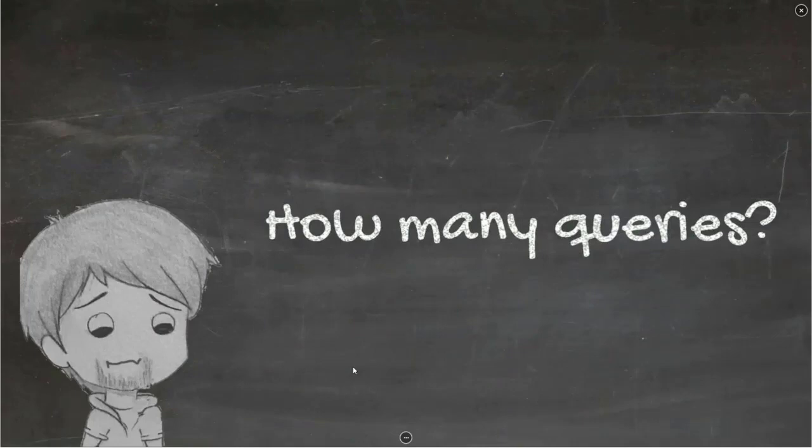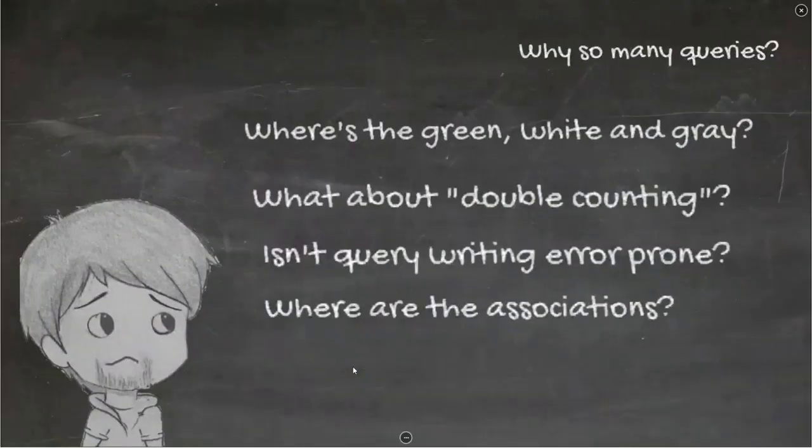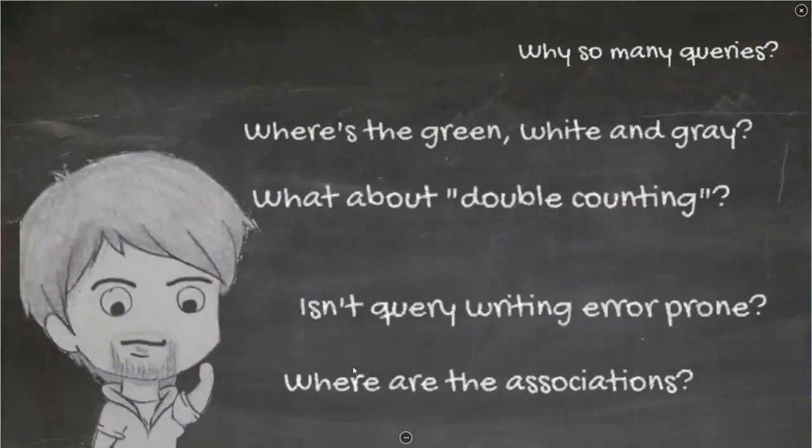So right off the bat, I was like, okay, I think I know where this is going. And as the questions kept coming, why are we using so many queries? Where's the green, white, and gray? I was like, what? That was something that I saw in QlikView when I downloaded Personal Edition, but it didn't resonate what it was. What about double counting when writing queries? Isn't query writing error prone? Where are the associations? So at this point, I'm doing my best to try to deflect these questions, and there was really no answer because our tool did not do stuff like that.